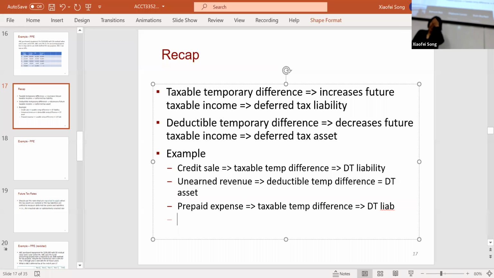Last one. This one was the example we started last class. That is CCA in excess of depreciation.